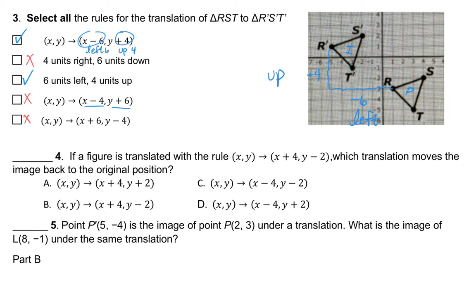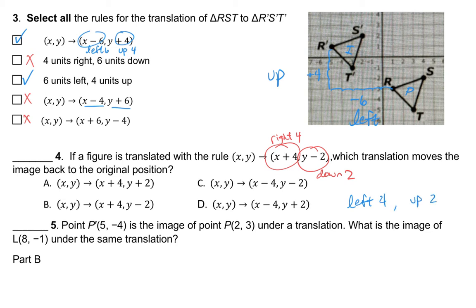All right, number 4 says if a figure is translated with the rule right 4 and down 2, which translation moves the image back? Oh, so how would you go back to where you started? That's a cool question. Not crazy. If I moved right 4 and down 2, how would I go back to where I started? I would probably go backwards. I would go left 4 and then up 2.